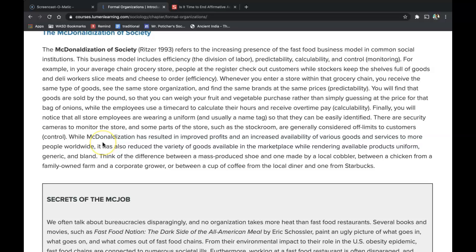But while McDonaldization has resulted in improved profits and increased availability of various goods and services to more people worldwide, it has also reduced the variety of goods available in the marketplace while rendering available products uniform, generic, and bland. Think of the difference between a mass-produced shoe and one made by a local cobbler, between a chicken from a family-owned farm and a corporate grower, or between a cup of coffee from a local diner and one from Starbucks.